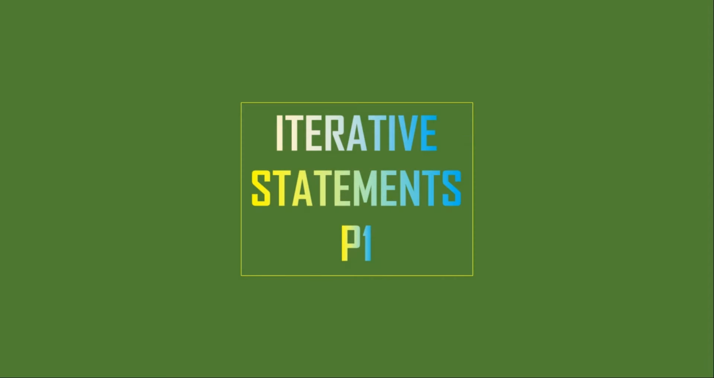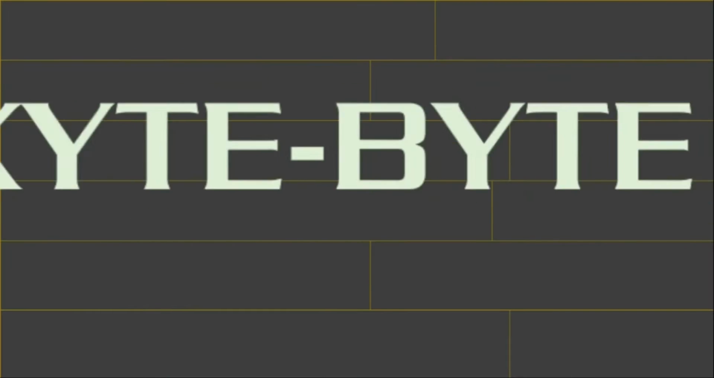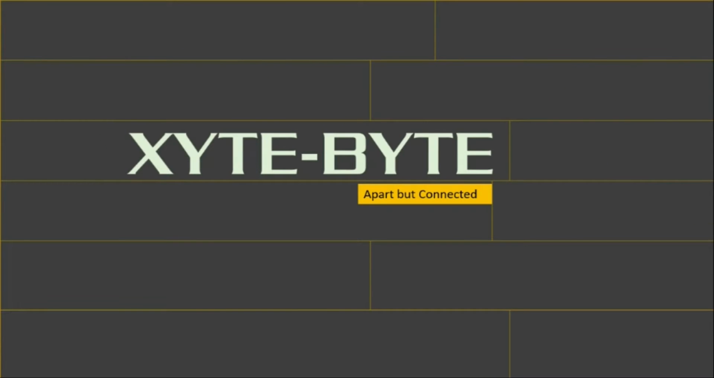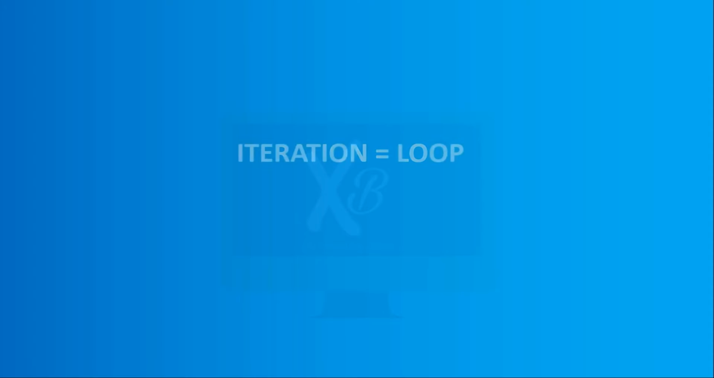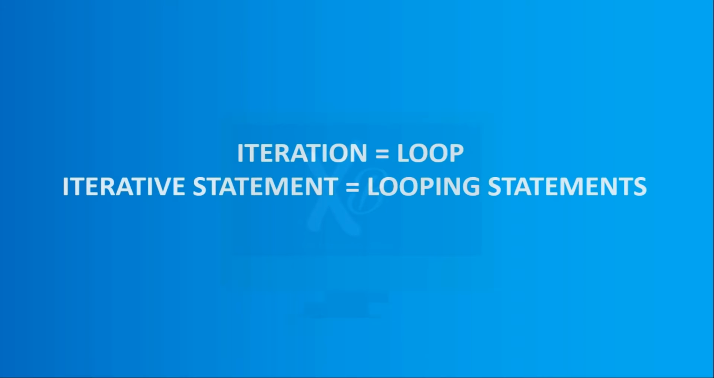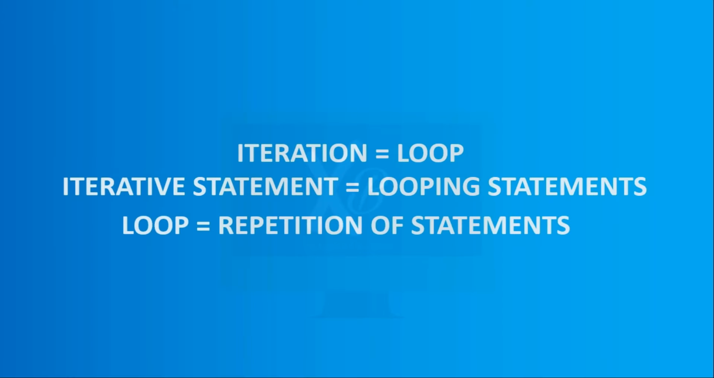Now let's talk about iterative statements part 1. But what is iteration? So if you see here, iteration actually means loop. By that we see that iterative statement means looping statements. And what is loop? Loop means repetition of statements. So you see, these all three definitions are interconnected.